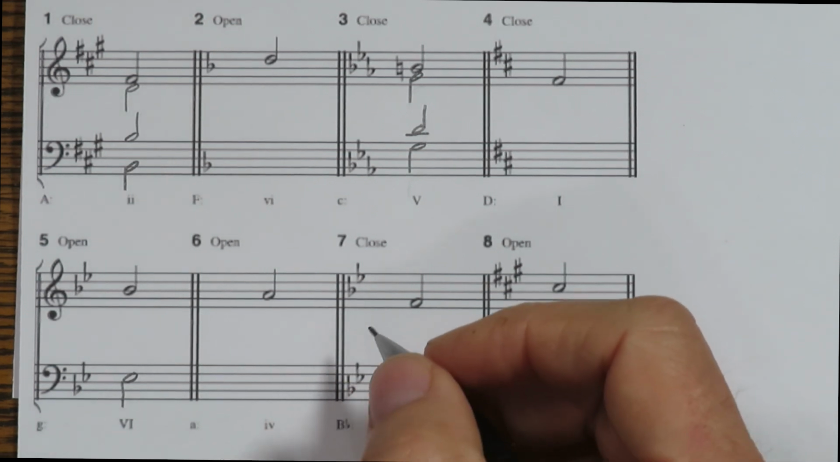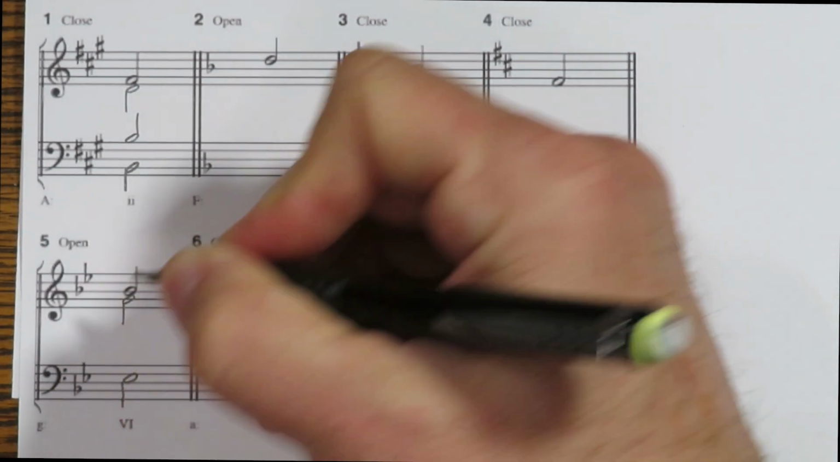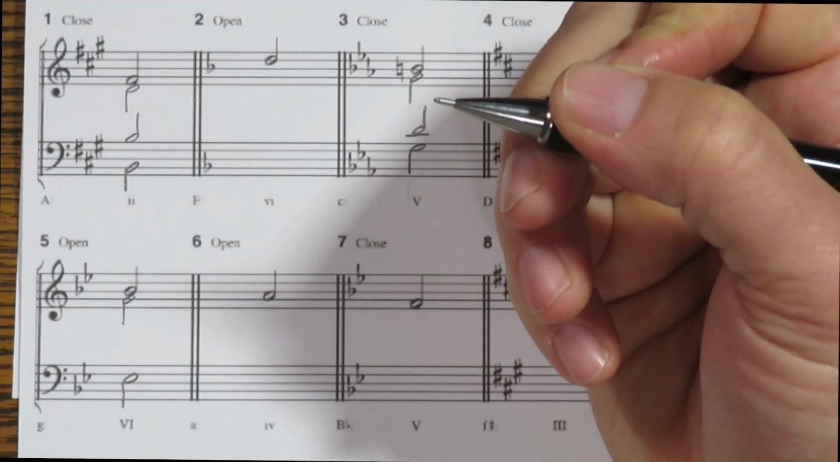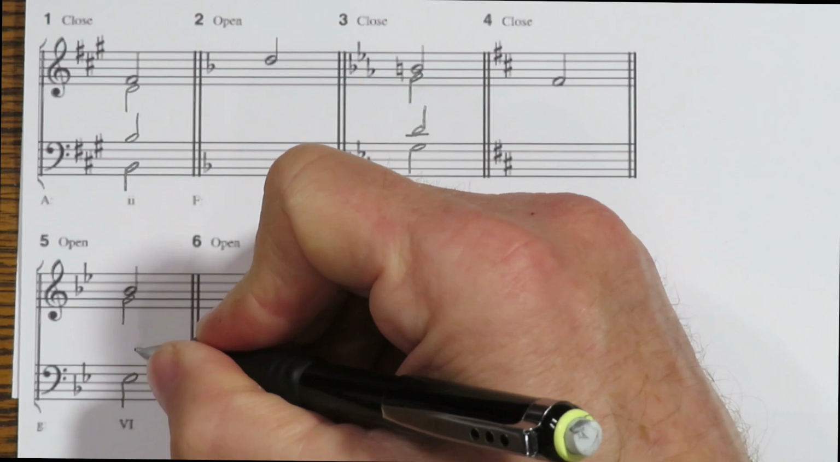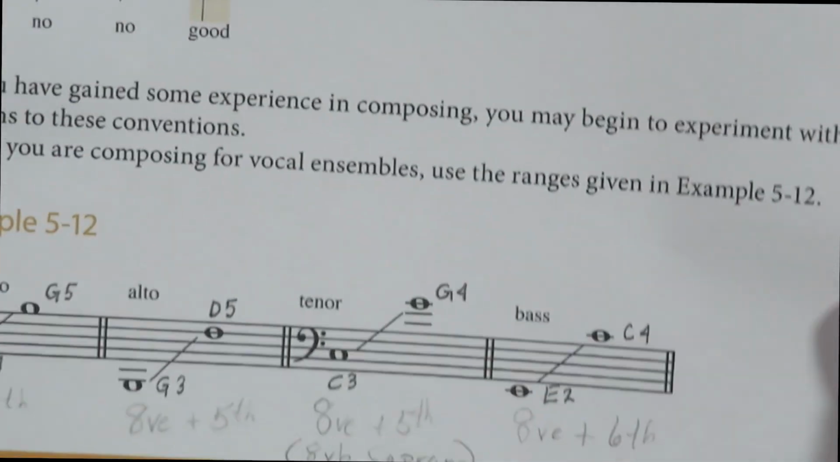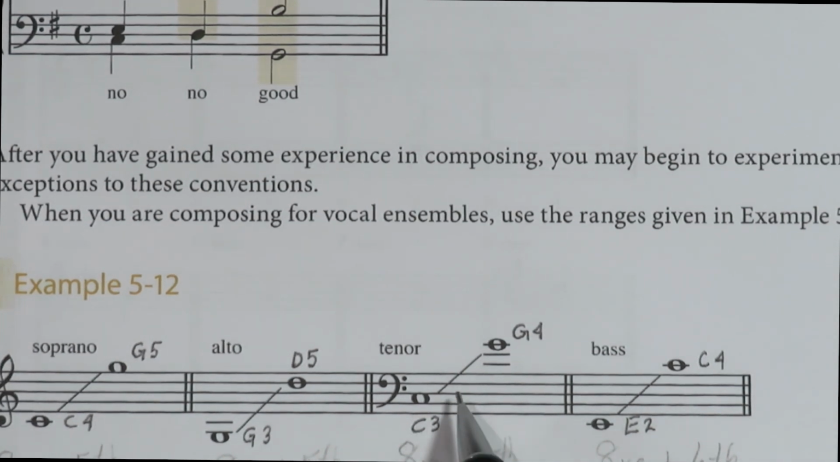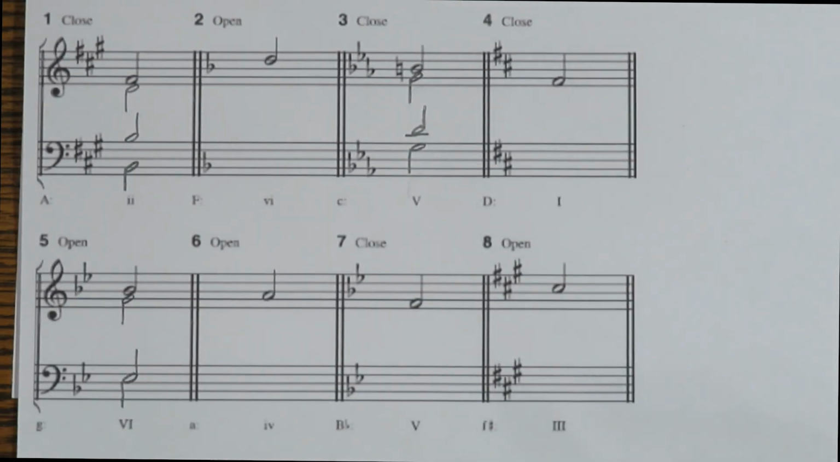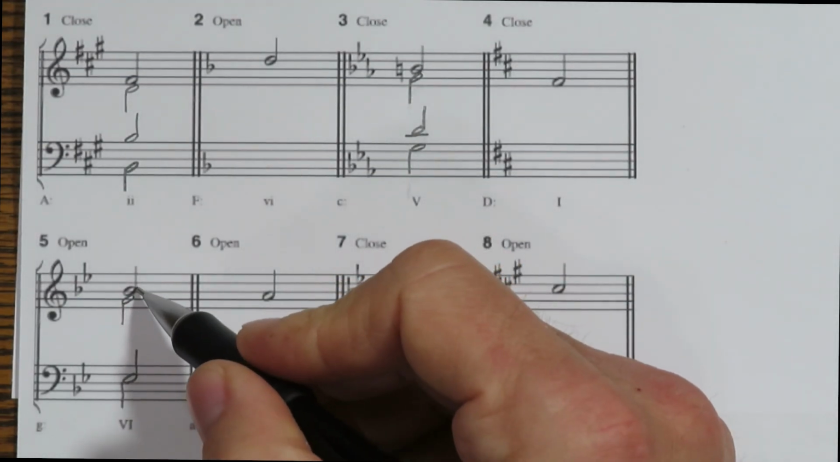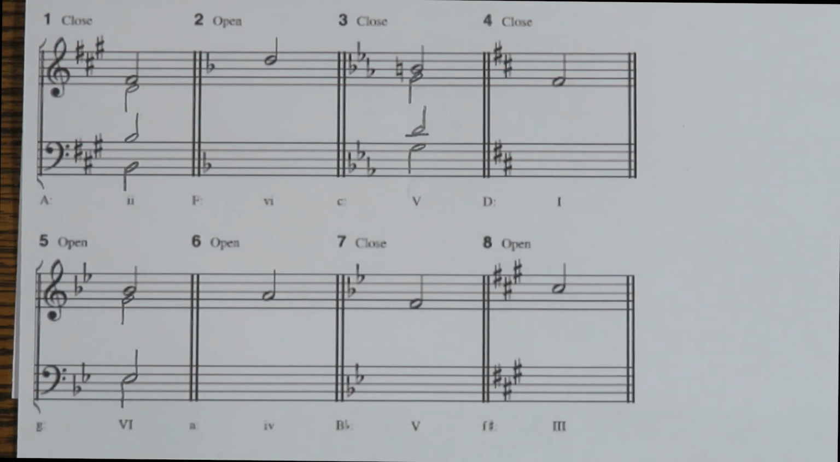So what if we put the G here? And we could do this if the tenor will go down that far, which it will. You can see that the tenor will go all the way down to C3. So we're here on E flat, and there's definitely more than an octave between the two voices. So this would work.